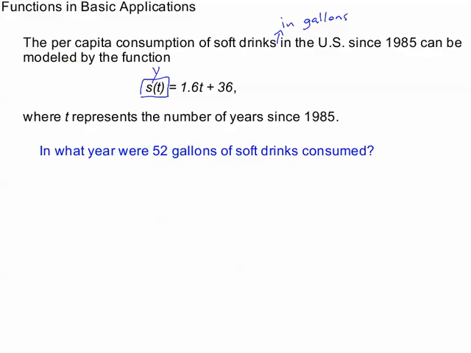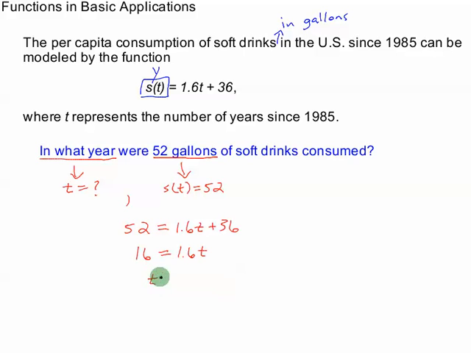In what year were 52 gallons of soft drinks consumed? So here we know S of T is 52, and it's asking in what year, so to determine that we need to know T. So now we're going to plug 52 into this function for S of T. So 52 equals 1.6 T plus 36, and now we'll solve this equation for T. This is a linear equation, so all we have to do is get T by itself. So let's subtract 36 from both sides, divide by 1.6, and we'll see that T is 10. Well, 10 is the number of years after 1985. So 10 years after 1985 is 1995. So in 1995, 52 gallons of soft drinks were consumed.